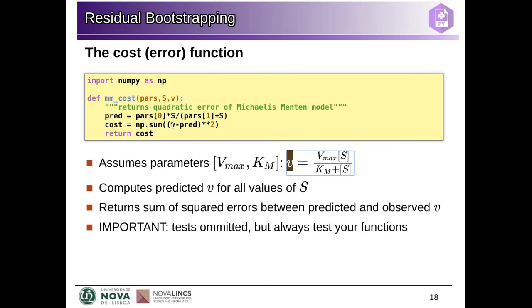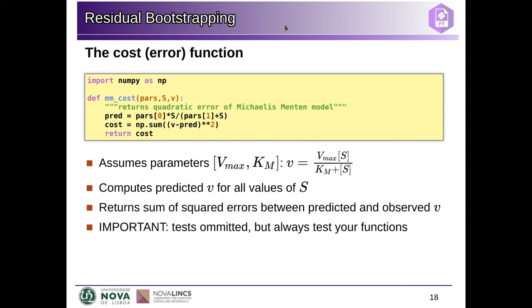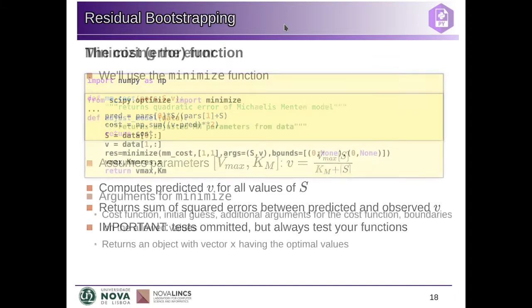And now we're going to compare these predictions to the actual measurements and sum the squares of all these differences. So this is the quadratic error between what we predict for a given pair of Vmax and Km values, the quadratic error between our predictions and the actual measured velocities. And this will be the cost that we're going to minimize, or the error that we're going to minimize. So remember, you should always test your functions. I'm going to skip that so that we have time to reach the end here.